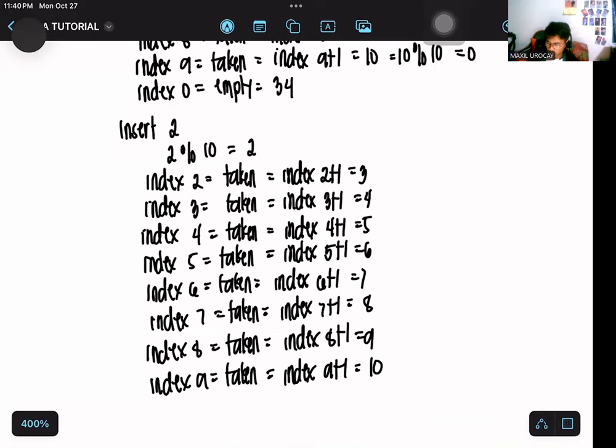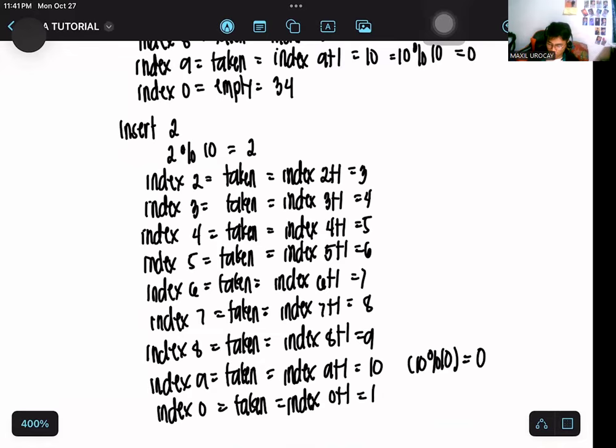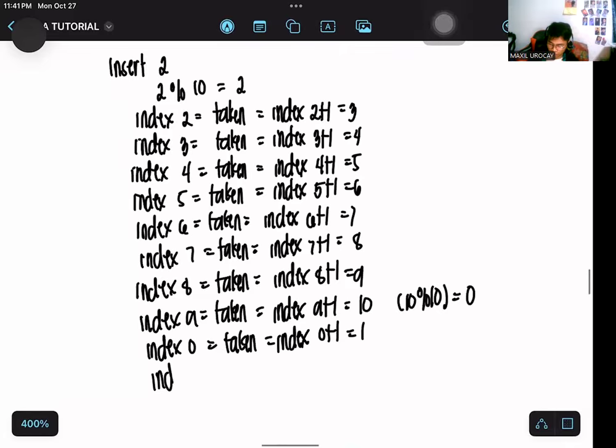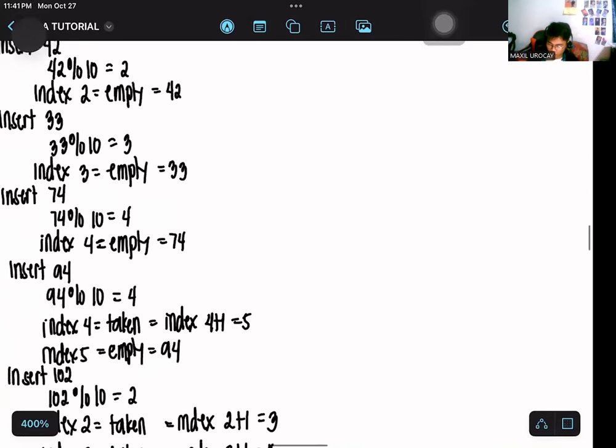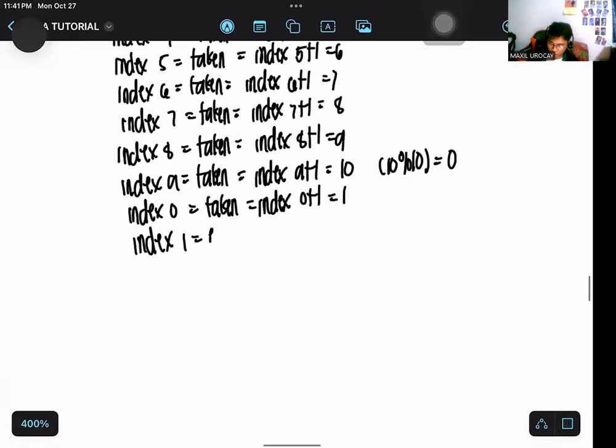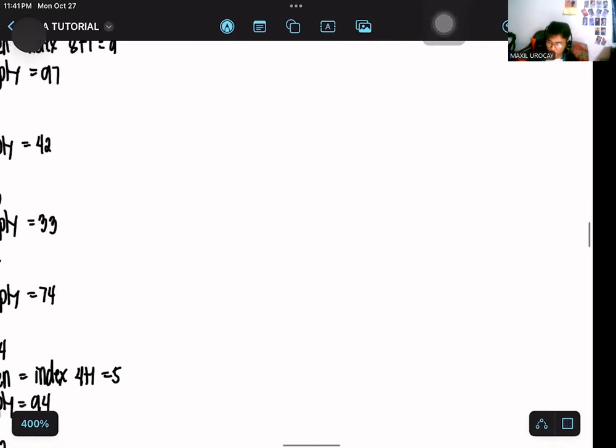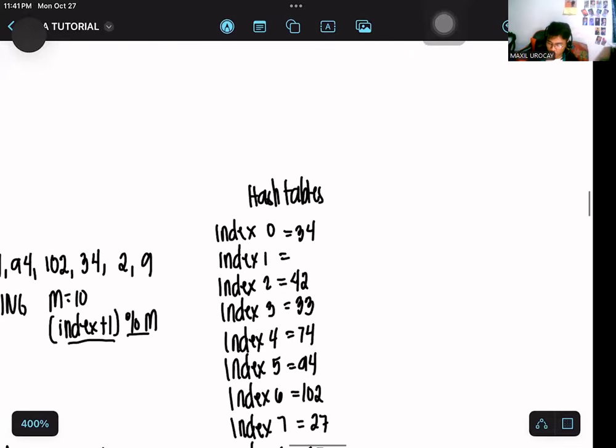So 10 modulo 10 becomes 0. So index 0 is already allocated, taken. So index 0 plus 1 equals 1. Index 1 is empty. So therefore, index 1 is empty. We can store 2 here. So imagine how it will take a lot of time.